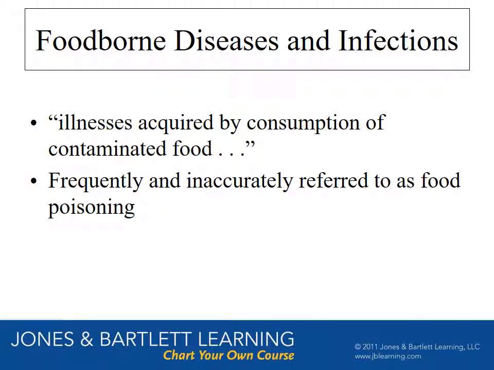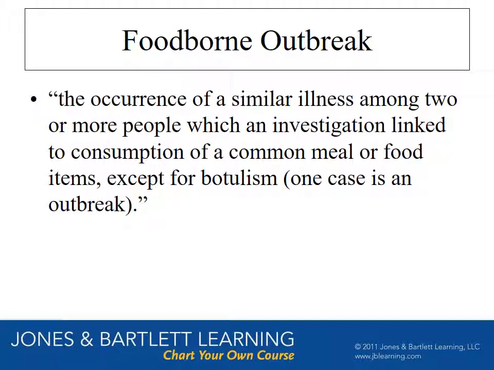Foodborne disease and infection are illnesses acquired by consumption of contaminated food, often referred to as food poisoning, but that's not quite correct. An outbreak is the occurrence of similar illnesses among two or more people, which is linked to consumption of a common meal or food item, with one exception for cases of botulism. Botulism is so rare and so severe that any one case of this illness is identified as an outbreak.